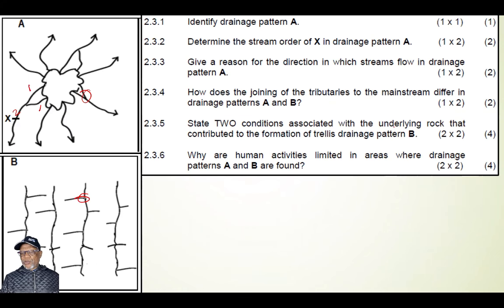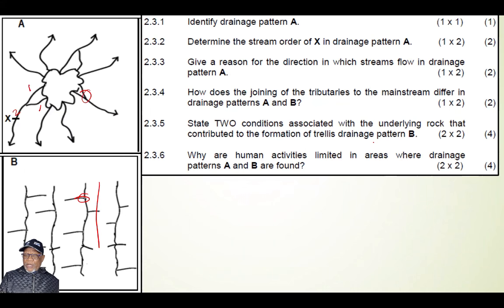State two conditions associated with the underlying rock that contribute to the formation of the trellis pattern. So number one, it is soft and hard rock, alternating soft and hard rock. That is the first one. And the second one is where you have inclined strata. Inclined strata, that's number two.